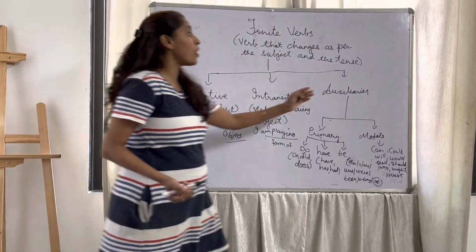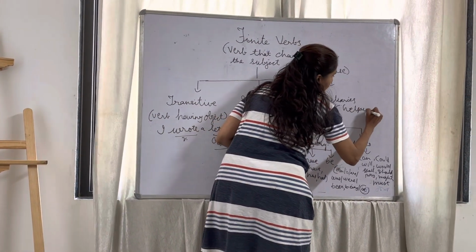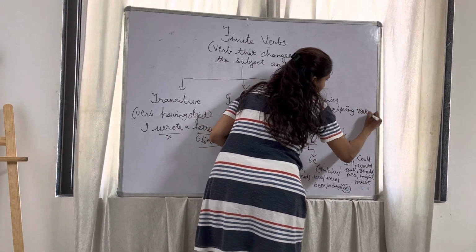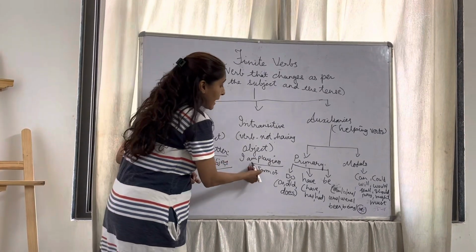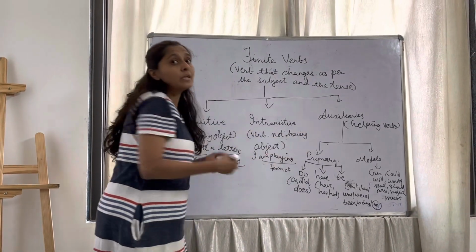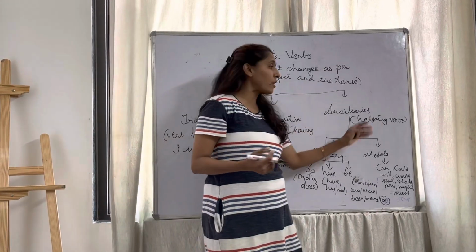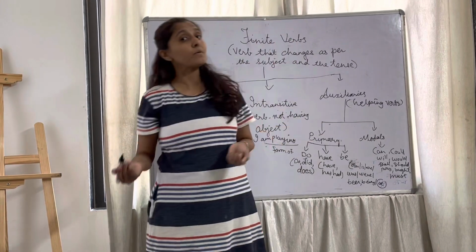And the third is the auxiliaries. Auxiliaries are the helping verbs. Right? In sentences, there are auxiliaries. Suppose in this sentence, I am playing. Playing is your main verb, but am is your auxiliary. So, auxiliaries are the helping verbs. They are further divided into two parts: primary auxiliaries and modal auxiliaries.